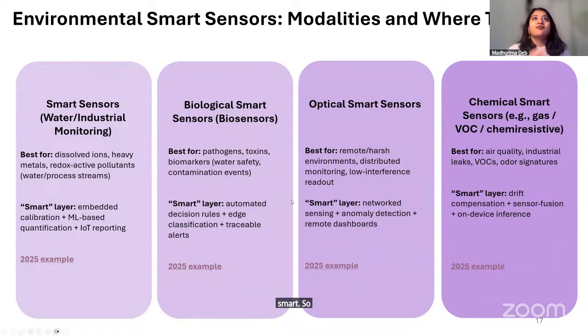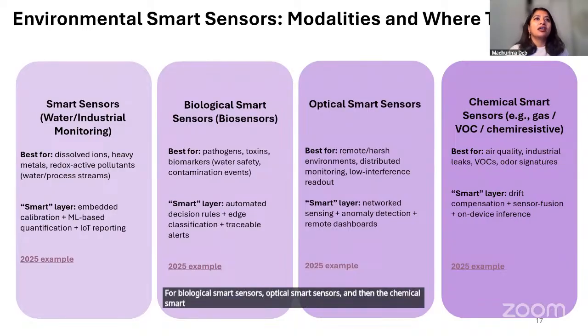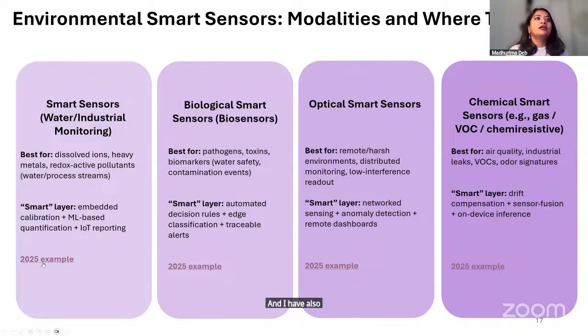So I have divided the sensors into four parts: for water, biological smart sensors, optical smart sensors, and then the chemical smart sensor. And I have also added for each of them a 2025 example, which focuses on a very recent study of what people have been doing.